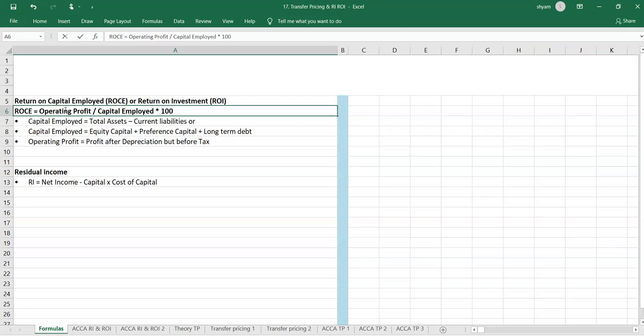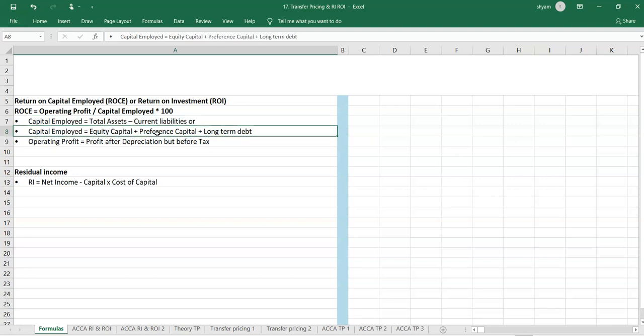into 100. Okay, so the ROCE number will be a percentage number. How do we find the capital employed and operating profit? Capital employed can be found through this formula: take the total assets of the balance sheet and deduct the current liabilities. Or if that approach is not working or you couldn't find the data, then use the second formula: capital employed equals equity capital plus preference capital plus long-term debt. The concept is, however you work it out, you should not include the current liabilities.